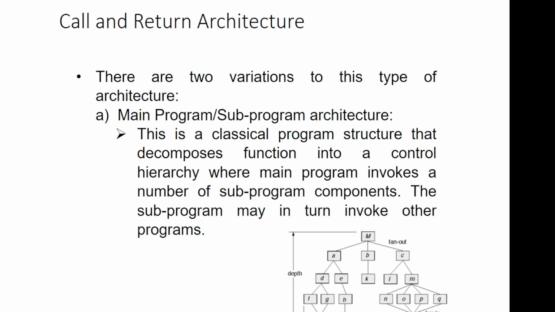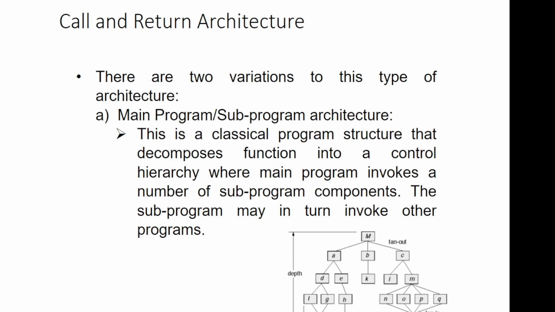The third architecture is called call and return architecture, and you have used the first part of this in your programming labs when you created functions in different languages like C, C++, Java, Python. You have done this. So in that you have a main program and you have a subprogram. This is the basic structure which says that the main program calls the subprogram, and when the subprogram is done, it returns back to the main program.